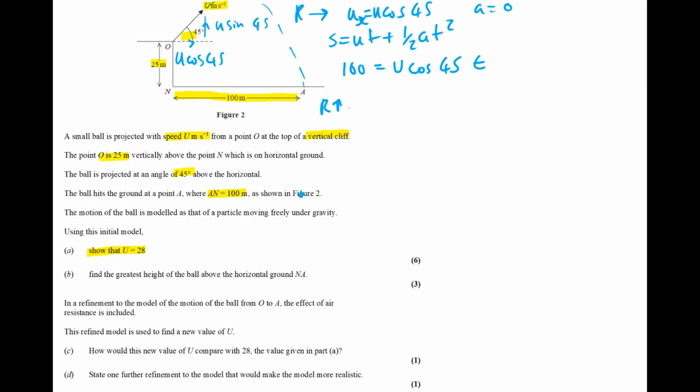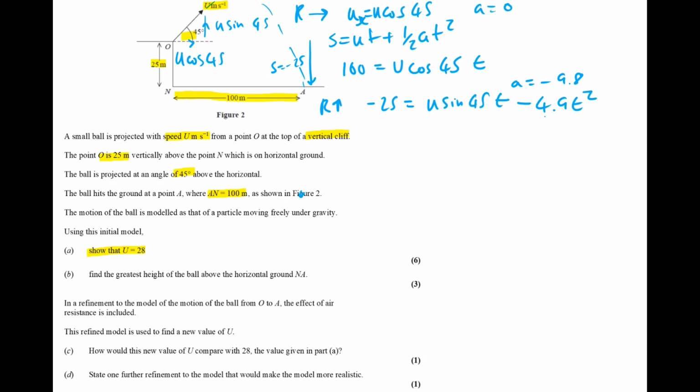Now let's use the vertical motion. Same thing, but this time, if we're going upwards, s equals minus 25. So you could start with either, because you do need both of these. But honestly, if you're not sure what to do, just do both directions because you should get some method marks. So using s equals ut plus a half at squared again, we get s equals minus 25. We get U sine 45 t. a equals minus 9.8 now. So we're going to get, just going to jump a step, minus 4.9 t squared. Now we need to eliminate t and solve for U.